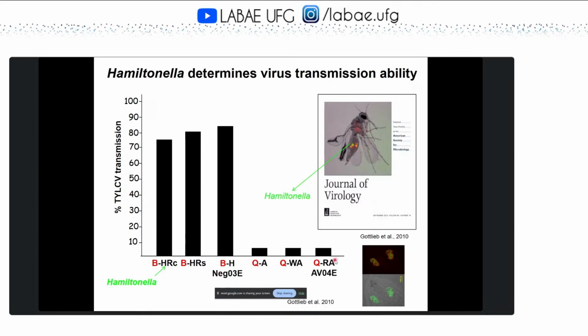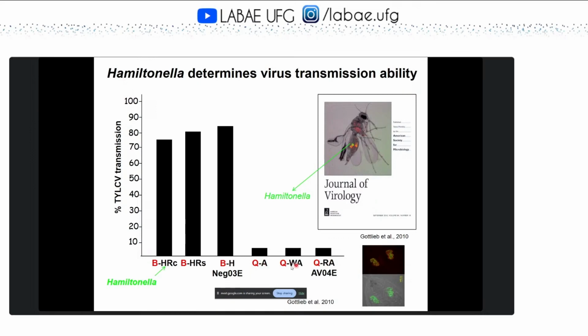And those B biotype species, you can see they are infected. This one is infected with the Hamiltonella and Rickettsia. This one only with the Hamiltonella. The Q biotype populations are infected with Arsenophonus or Wolbachia, but no Hamiltonella in the Q biotype.